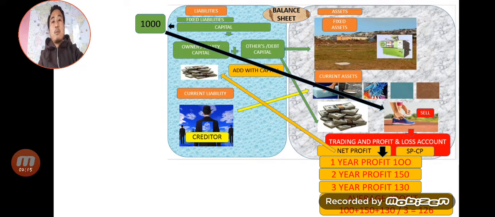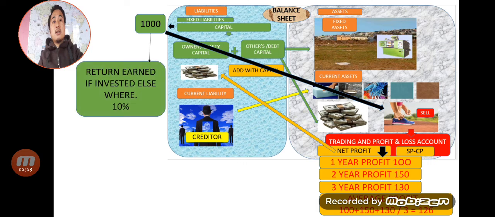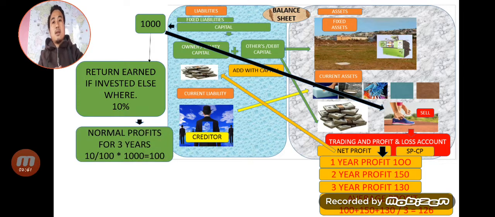So the investor, before calculating the goodwill or paying extra for this business, will try to see how much return will be earned by investing in another business, or other similar types of business, or other investment avenues. Say for example, the rate of return in the market is 10% for 3 years. So the normal profit can be calculated on 1000. 10% of 1000 is 100. By investing 1000 in another business, the investor would have earned 100.